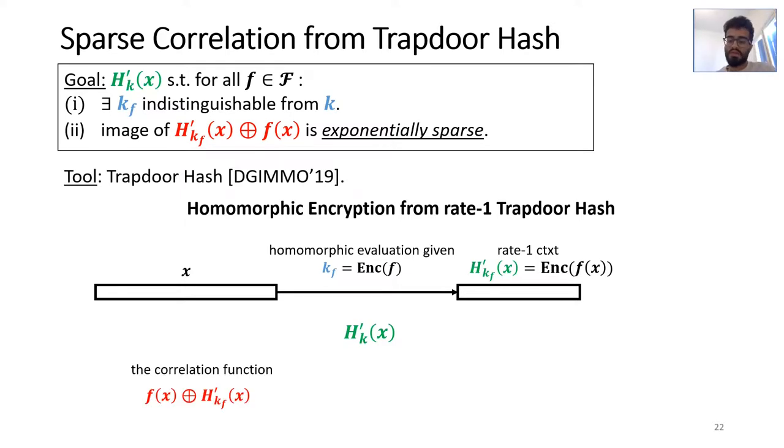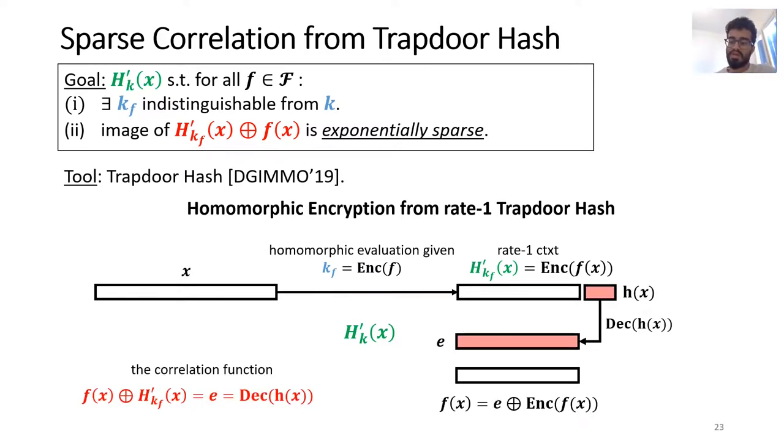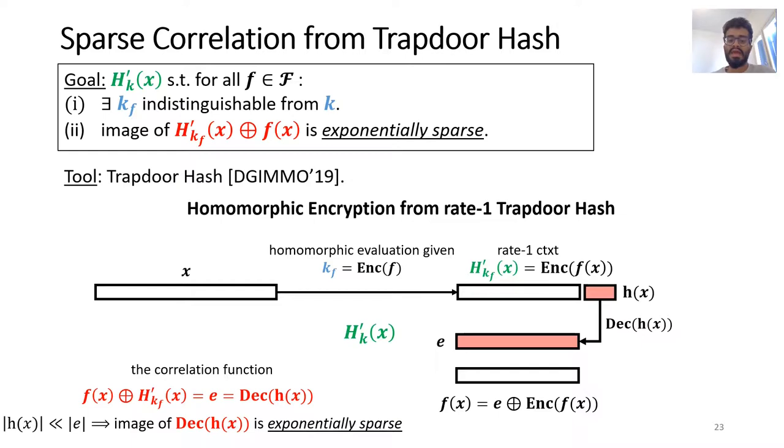So what about the correlation function now? Notice that by the correctness of decryption of trapdoor hash, the correlation function is simply this vector e, which is computed only given a small h of x. And if h of x is sufficiently small, then we can say that e is sampled from an exponentially sparse image, and therefore the correlation between h prime and f is sparse. So I didn't say what the real hash key is and why it is indistinguishable from the fake hash key, but notice that the fake hash keys are simply the encryption of the functions they correspond to, so the real hash key can be an encryption of any arbitrary fixed function, and we can claim indistinguishability based on the security of the encryption scheme. So good.